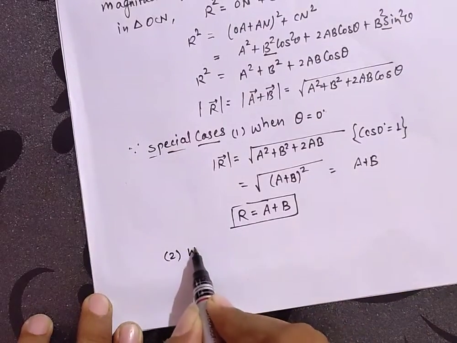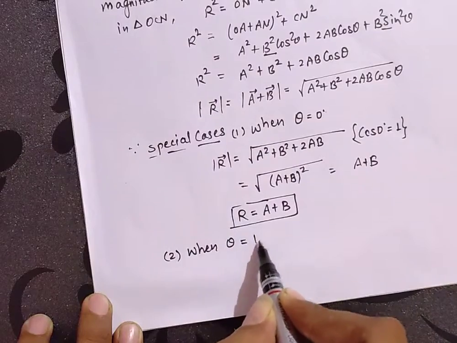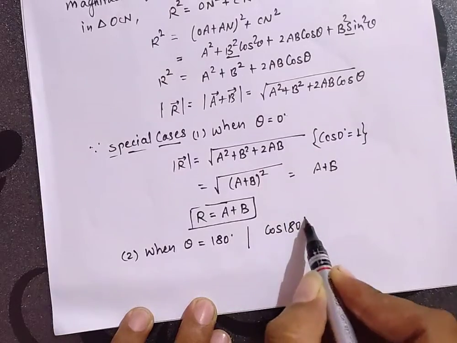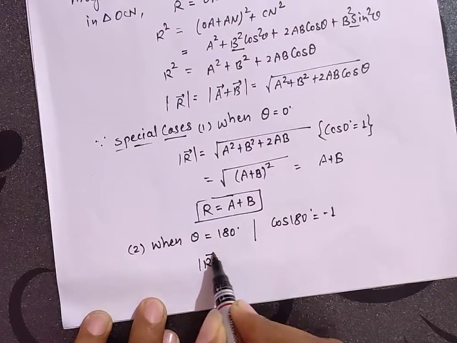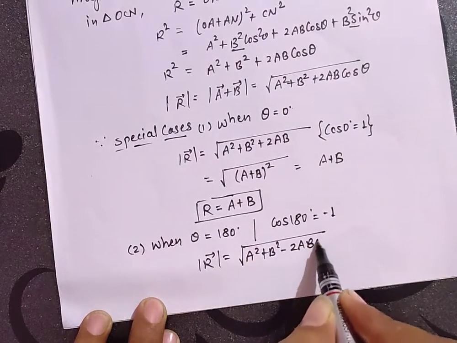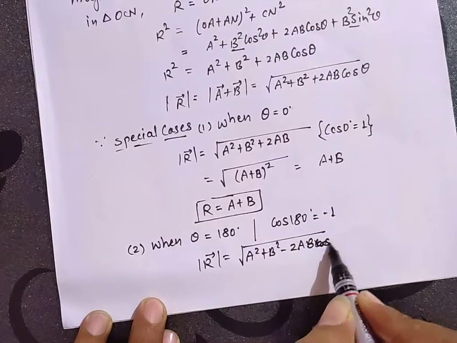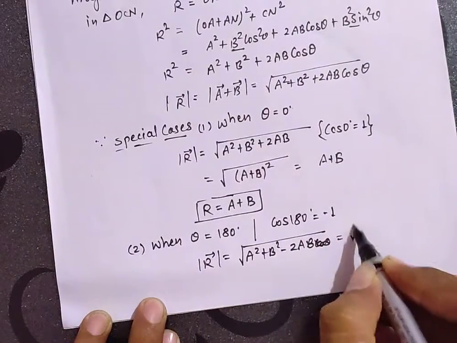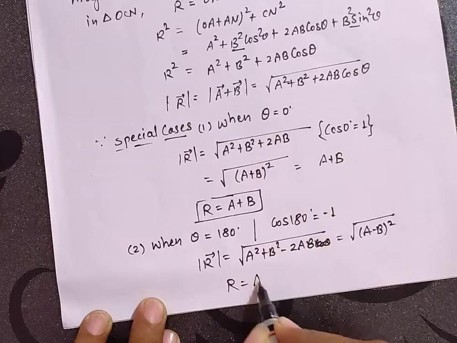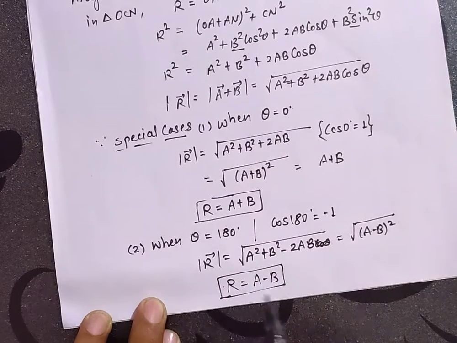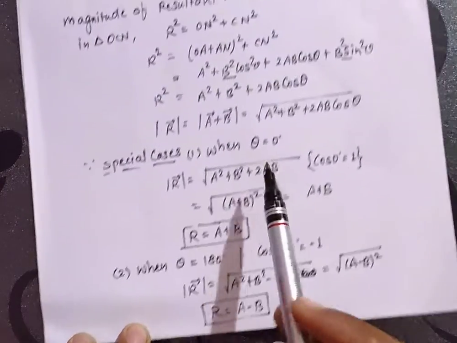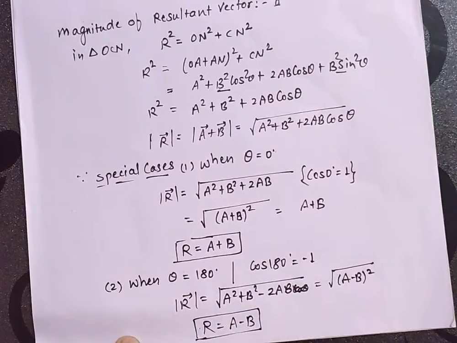Second, when theta is equal to 180 degrees, cos 180 degrees is equal to minus 1. So this resultant turns out to be A square plus B square plus 2AB cos 180 degrees, so minus 2AB. This formula again represents an identity, A minus B whole square. So the answer is R is equal to A minus B when theta between both the vectors is 180 degrees, and when theta is equal to 0 degrees, R is equal to A plus B.